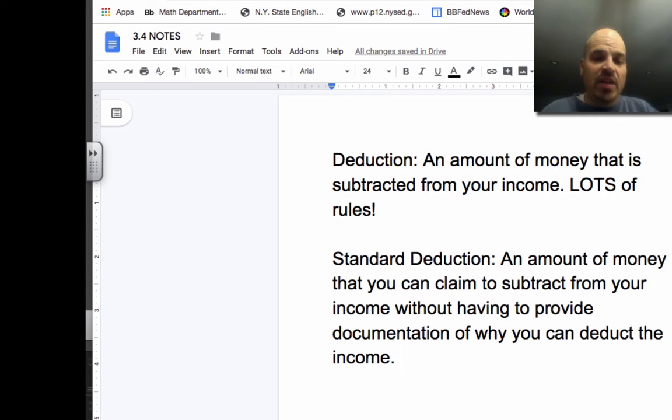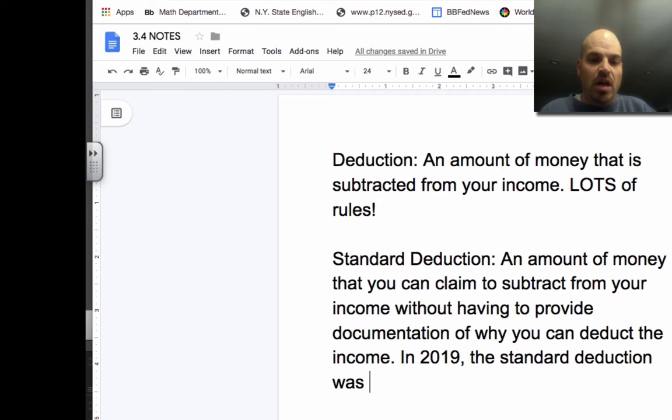I'll leave out the details, but the standard deduction for a single filer in 2019, because you can file either single or married when you file your taxes, is $12,200. So regardless of the amount of money, you can deduct $12,200 off of your income tax. Or I shouldn't say off of your income tax, I should say off of your income.